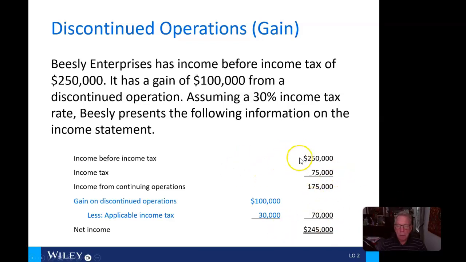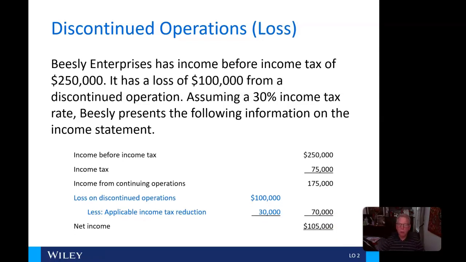Here's the income before income tax, here's our income tax, and here's our income from continuing operations. Now again, these are after-tax numbers, so I can subtract those from this after-tax number of $175,000. Here's our gain, less the applicable income tax, and our net is a $70,000 gain. So we're going to add that $70,000 to $175,000 to get $245,000. Okay. Now, if it's a loss, we would do it the same way.